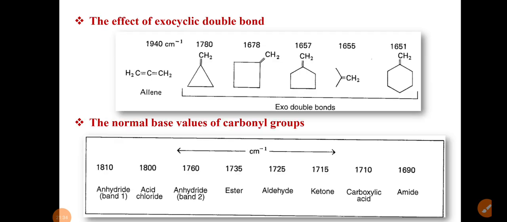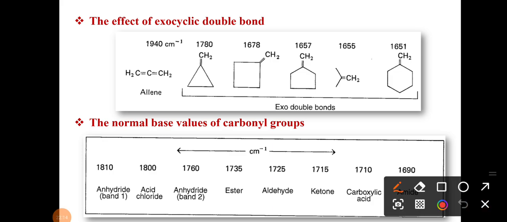Okay, the next one, the effect of exocyclic double bond. Similarly here, in allene the value is 1940 centimeter inverse, in the second one cyclopropene, and the exocyclic double bond means cyclopropane, butane, pentane, hexane, right. So this is also decreasing as the ring size increases. What is the effect here? As the ring size increases, the vibrational frequency decreases, meaning it is inversely proportional to the ring size in exocyclic double bonds, right.